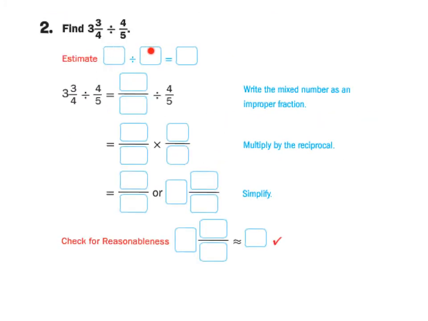We're going to go ahead and just kind of skip over the estimate this time. And let's go ahead and take our mixed number here, 3 3/4, and we're going to change that into an improper fraction. So 3 times 4 is 12, so I'll add 12 to the top. 3 plus 12 is 15/4. The denominator stays the same. So now we're going to work on our keep, change, flip. We'll keep 15/4. We'll change to multiplication, and then we'll use the reciprocal of our fraction, so it'll be 5/4.